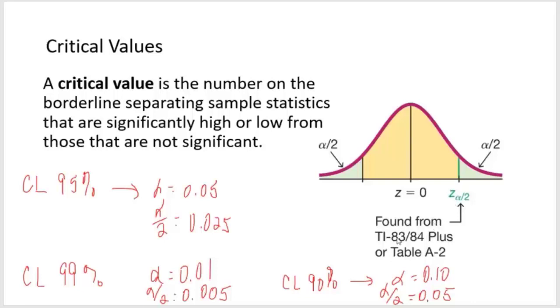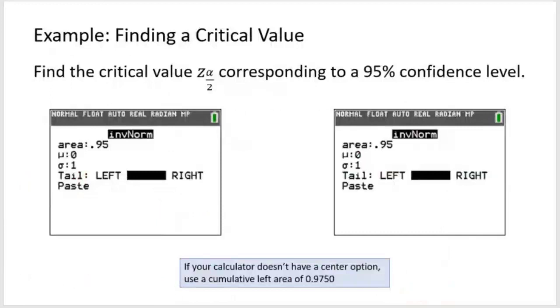And you can see a little note here that we're going to be able to find that on your calculator. Okay, so here's how to find that on the calculator. Now, if your calculator doesn't have a center option, and I've done this with the 95%, you would have to use a cumulative area coming from the left of 0.9750.